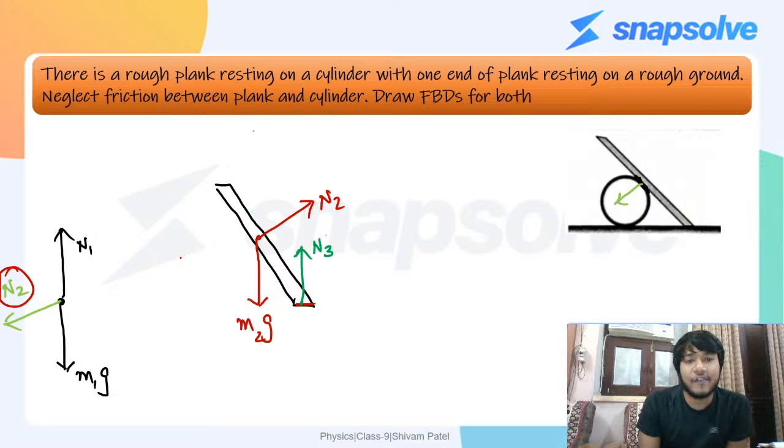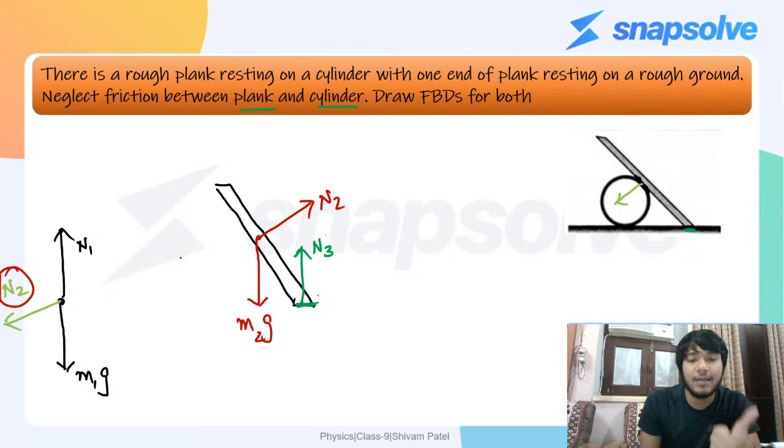Right, and we have to neglect the friction between the plank and the cylinder, but the question has not asked us to neglect the friction between the surface and the plank. So this surface is in contact with the ground and this surface has a tendency to slip towards right. है ना, अगर आप इसको छोड़ देंगे तो ये प्लैंक का टेंडेंसी है राइट डायरेक्शन में शिफ्ट होने का.